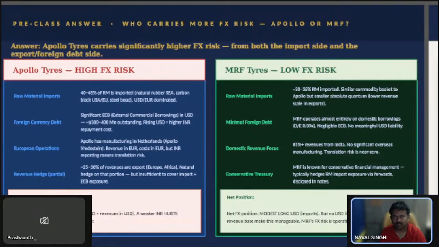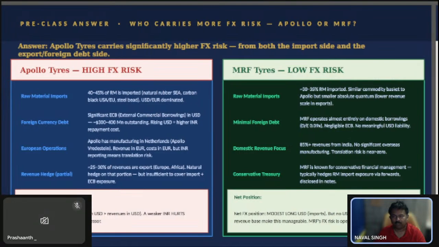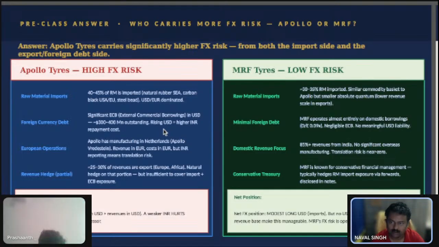Apollo Tyres carries significantly higher FX risk, both from the import and the export side, and in the foreign debt size. Why? Because 40 to 45% of raw material is imported, which is natural rubber and carbon black and whatever steel beads they put on the tire, which they do not manufacture in India. I think they get it from Malaysia or Indonesia or Singapore, and those countries will only ask for dollars. They will not accept rupee as a payment, right?